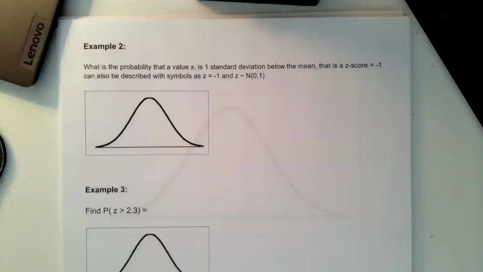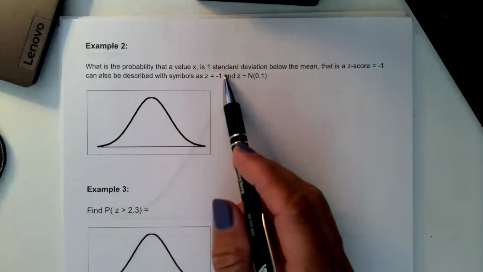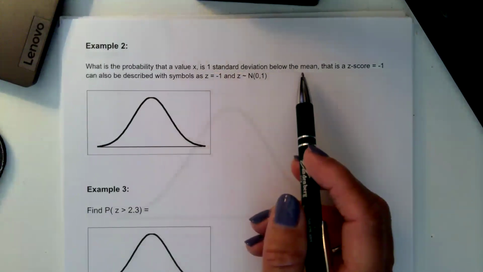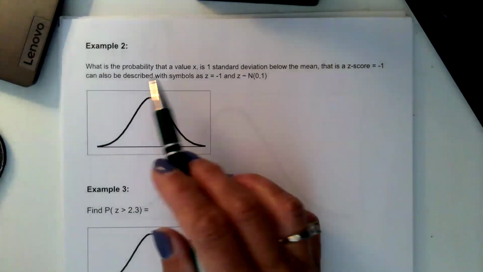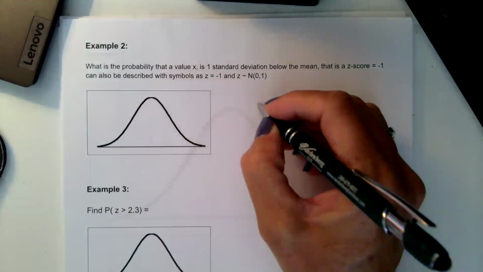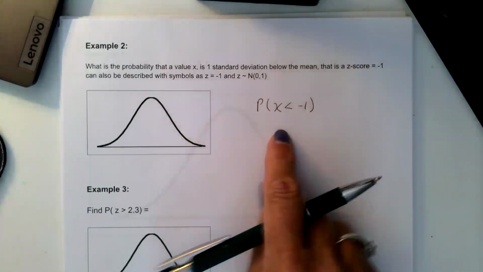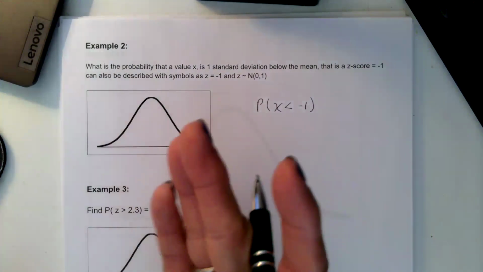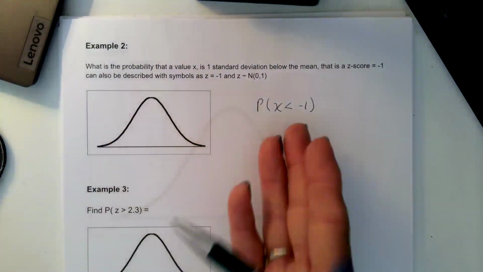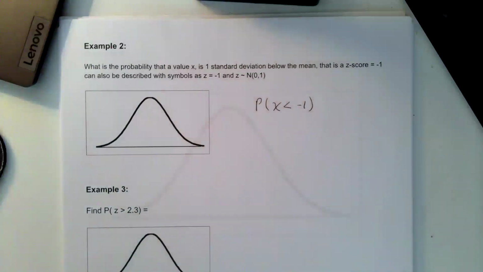Okay, so let's look at some examples where we're going to calculate probabilities. It says, what is the probability that a value X is 1 standard deviation below the mean? That is a z-score of a -1, can also be described by the symbols here. Okay, so we want to have the probability that X is less than a -1. Now, we could find that using the empirical table because that's an exact 1 standard deviation, but we want to learn how to use ALEKS.